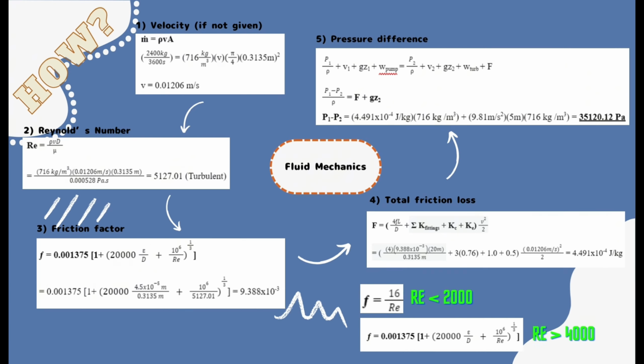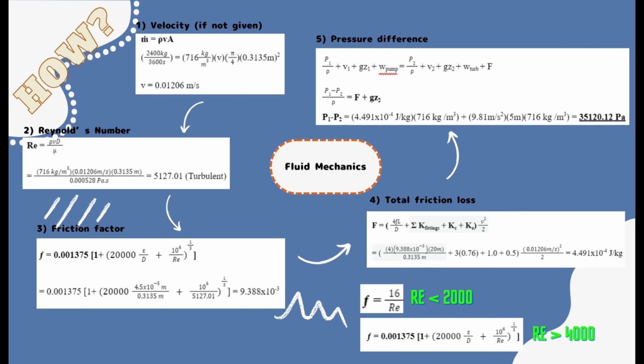To calculate the pressure drop, first we need to find the velocity if it is not provided. Next, we need to find the Reynolds number. Then we need to find the friction factor. The formula used for the friction factor depends on the Re value obtained. Next, we find the total friction loss where we need to consider the number of fittings and their respective values of Ke and Kc. Finally, we find the pressure drop using Bernoulli's equation.